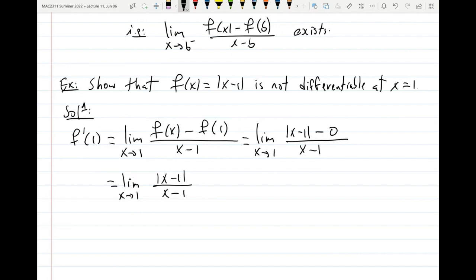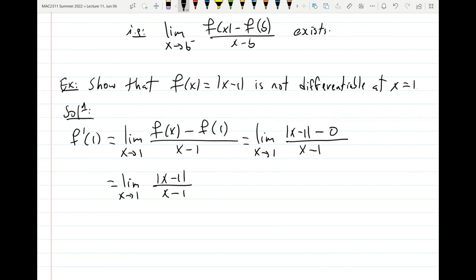What do we need to do? We need to look at side limits. Why is that? If you try to plug in, you get 0 over 0. So plugging in is not a good option here. So in this case, the idea is let's try to get rid of this absolute value. And to get rid of the absolute value, you need to know the sign of what's inside. If this is positive, ignore the absolute value. If this is negative, you can remove it, but you need to put a minus in front.